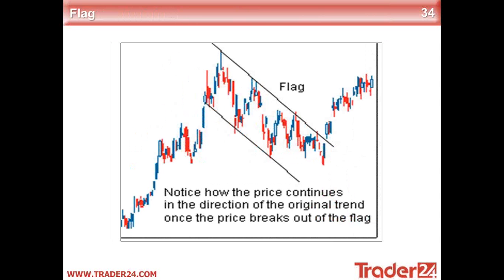Okay, so here's basically an example of a flag. You notice how the price continues in the direction of the original trend once the price breaks out of the flag. So here we have our uptrend. We have a flag being formed to the downside. So we've got our resistance line. We have our support line. But really what I'm looking for is this nice big bullish candle that has been formed outside of my resistance line. I would then continue on to the upside.